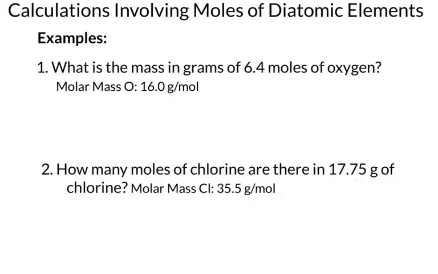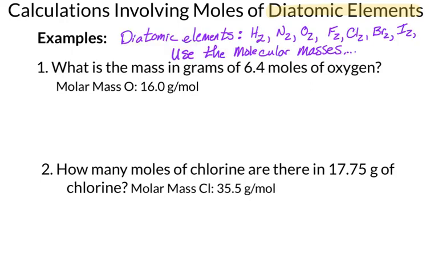How do these problems change when I use a diatomic element? Well, essentially they don't change. Basically, when you see a question that asks about molar mass and it involves a diatomic element, it generally means that you're going to use the molar mass of the molecule. So if it says oxygen, you'll use O2. If it says bromine, you'll use Br2. And you'll find out what that molar mass is.